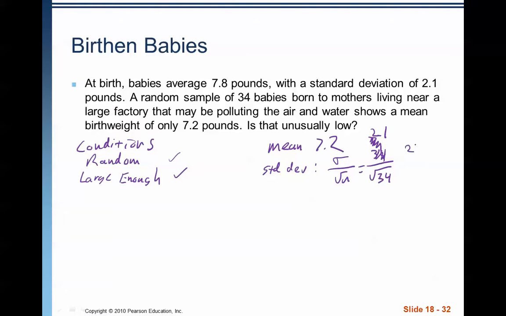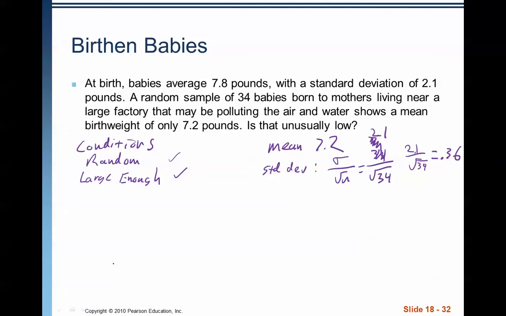I'm going to write this over here. 2.1 divided by the square root of 34. Not 21, 2.1. Gosh. Maybe I should just end the video now because I apparently should go home. The bell rang, and my brain decided to check out the moment that happened. Let's try this again. Okay, so this is 0.36.